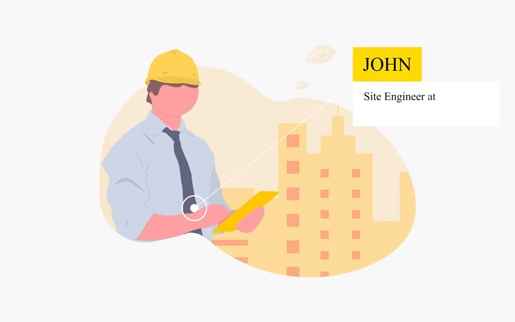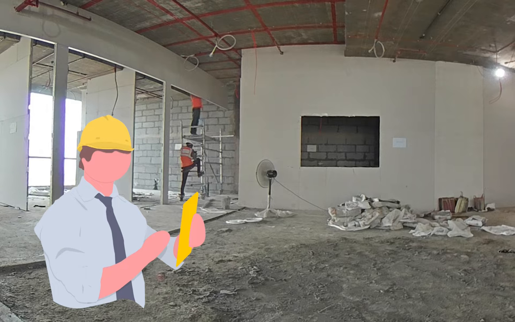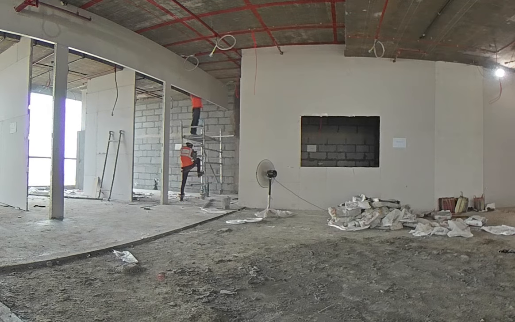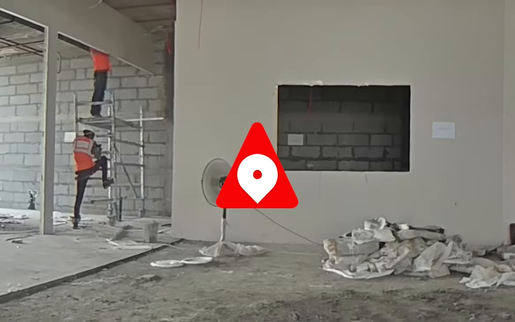Meet John. He is a site engineer at an interior construction project. He takes interior work pictures daily and saves those pictures into a complicated file structure. These pictures have a limited view of the site and no location marked.